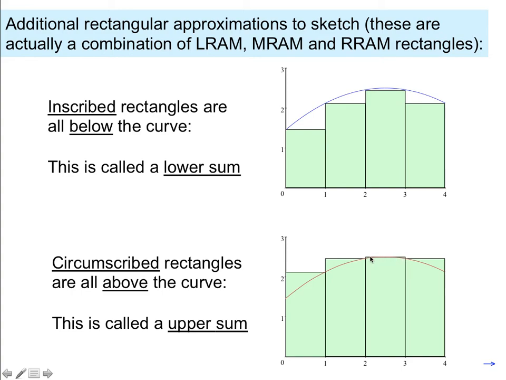This looks almost like a middle rectangular approximation, and then this is a left approximation. We call this an upper sum. Again, the word upper indicates that you are over approximating the value of the region, and so all of the rectangles are above the curve, and that term is called circumscribed. So typically we refer to these as upper and lower sums.